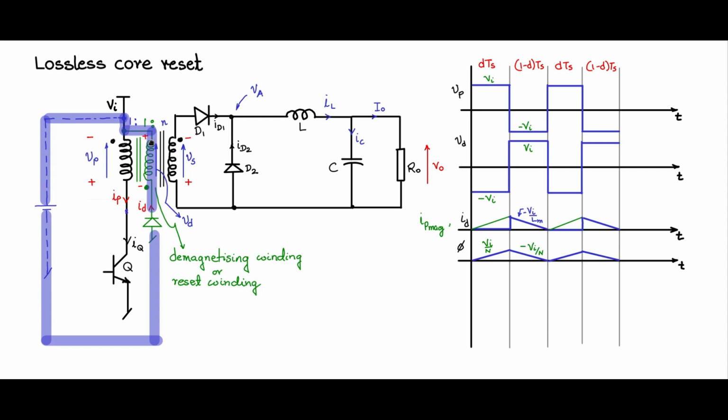Note 2 points. The primary winding and the demagnetizing winding should be 1:1, and they have to be tightly wound together. Wind them together. That's called bifilar winding, so that the leakage inductance is minimized.